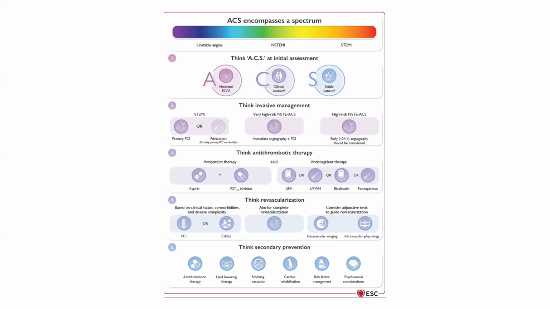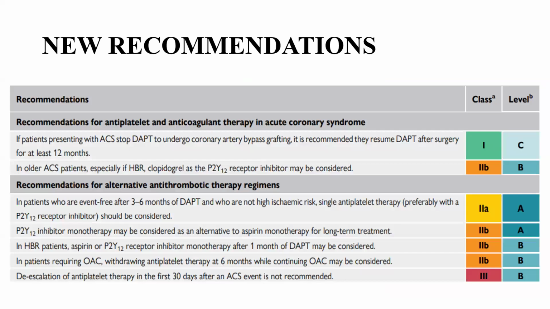Also, you have adjuncts in helping you to improve and achieve complete revascularization, and also secondary prevention, the lipid lowering, smoking cessation, cardiac rehabilitation, risk factor management, psychosocial constraint, etc. So this is a general overview of the ACS, and we'll go into the recommendations.